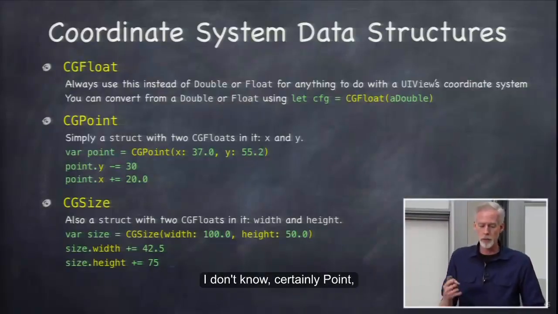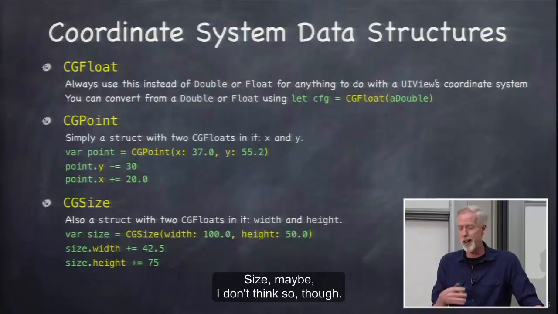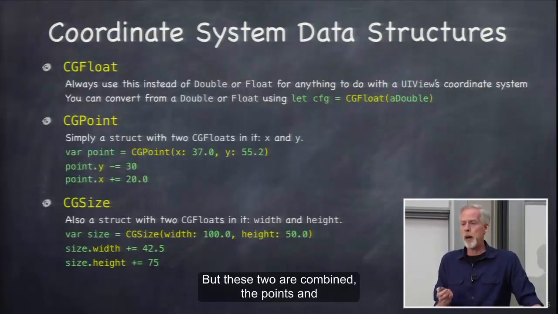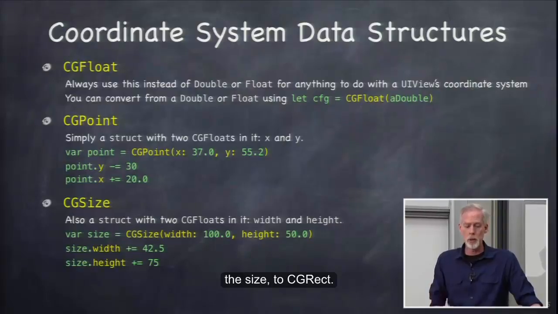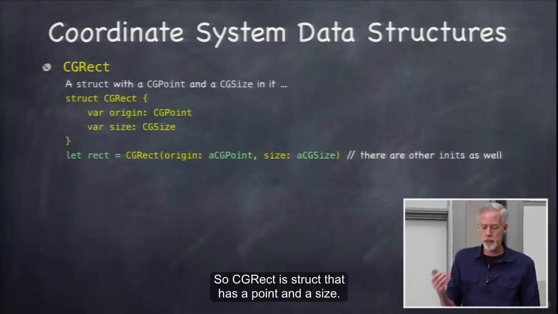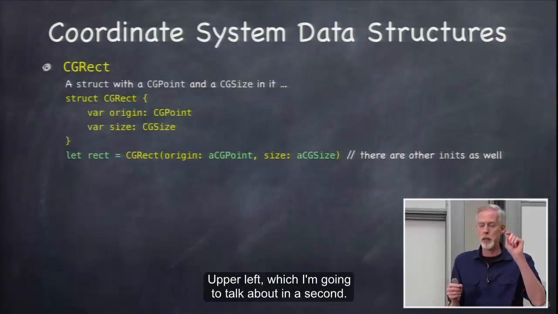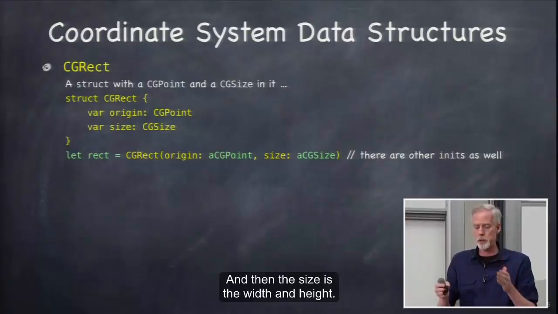I don't know. Certainly point, I don't think has any other methods on it or anything. Size, maybe. I don't think so, though. But these two are combined, the point and the size, into CGRect. So a CGRect is a struct that has a point and a size. The point is the origin of the rect, upper left, which I'm going to talk about in a second. And then the size is the width and height.